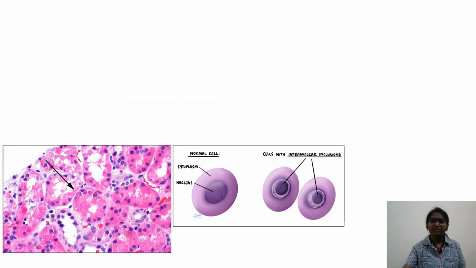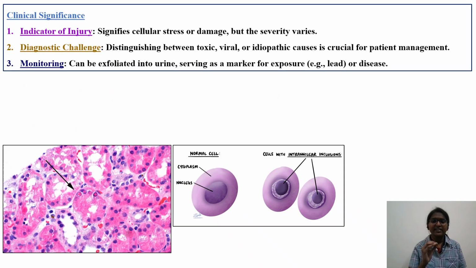Then next we'll see what the important clinical significance is of identifying these inclusion bodies. How it benefits the clinician or physician is that it is an indicator of injury. As I told you, an early response signifies cellular stress or damage, but the severity varies from individual to individual, exposure to exposure. Coming to the second one: diagnostic challenge.